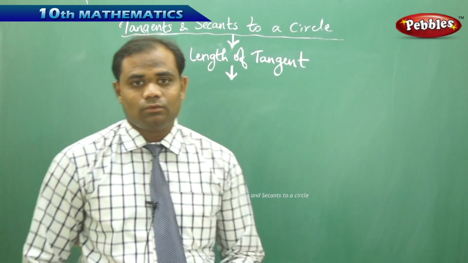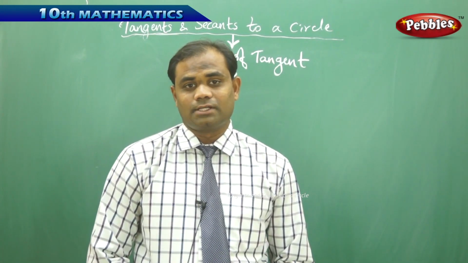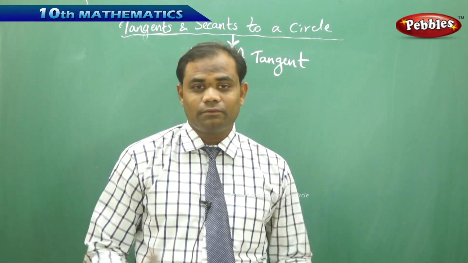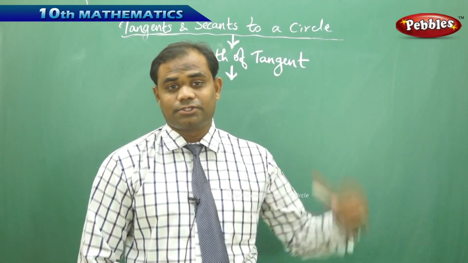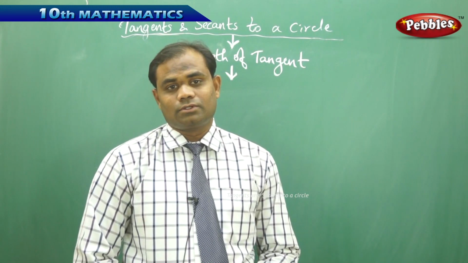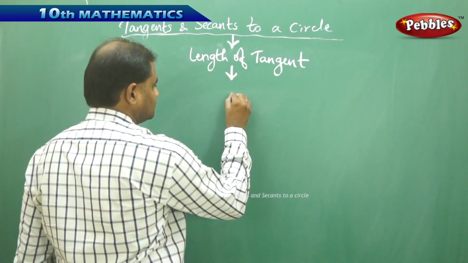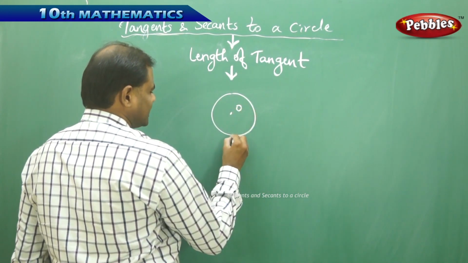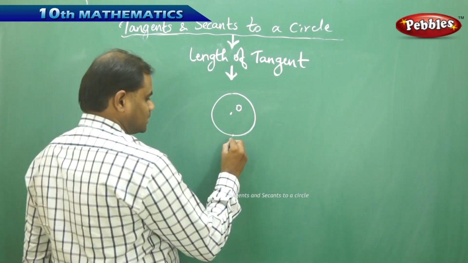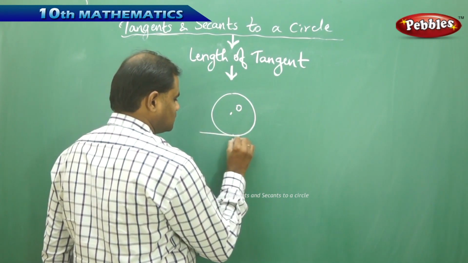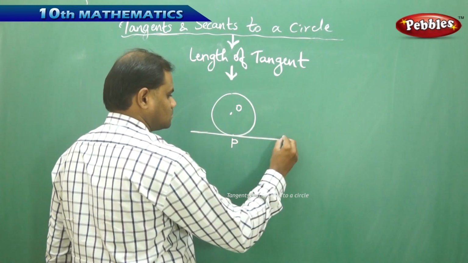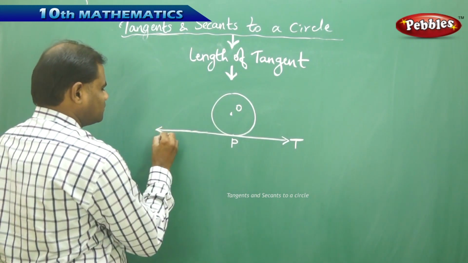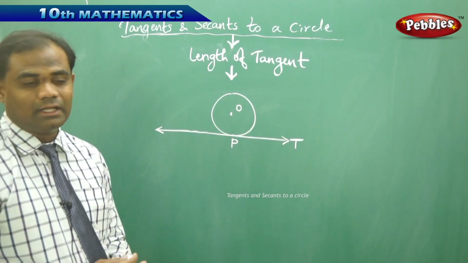Length of tangent. What do you mean by length of tangent for a circle? Because tangent is a line which extends infinitely on the left and the right. So what we mean by length of tangent is the biggest challenge of the question. So to start with, let's take a diagram. I take a circle with center O and say I have my tangent at the point P. Now, suppose I have this tangent which extends infinitely on the right and left.